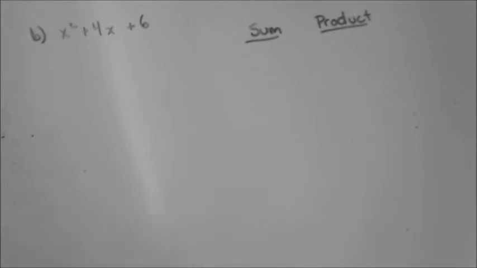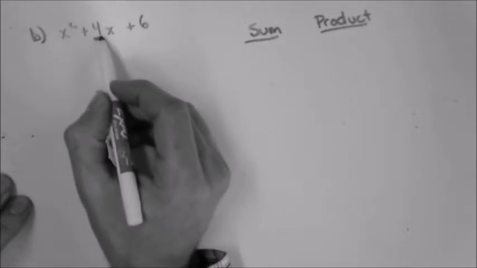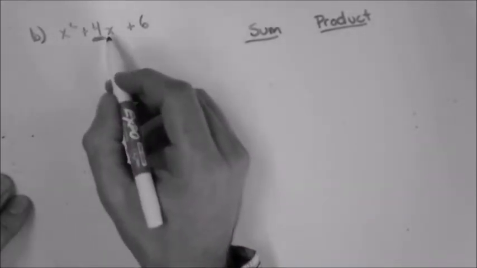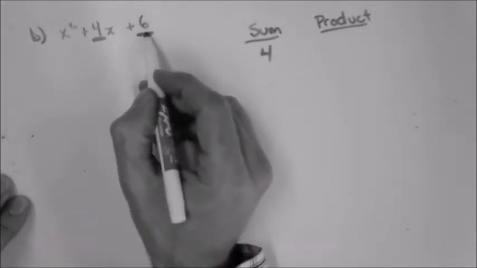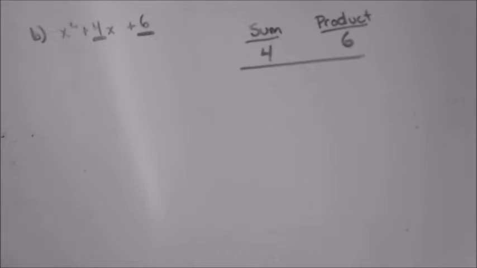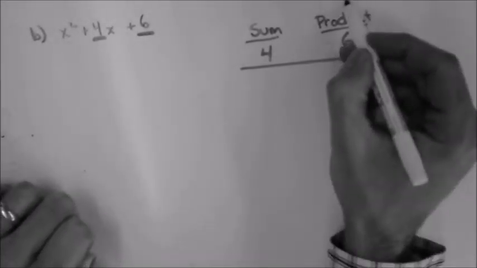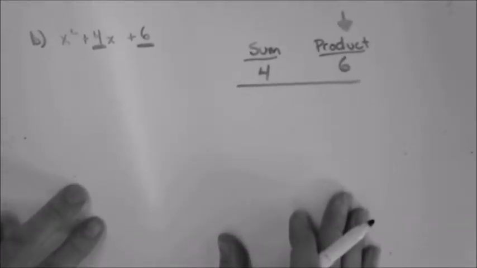What do r and s need to add up to? 4. Yeah, the coefficient of my x term. They need to add to 4, and they need to multiply to 6. Every time we make this list, you're going to start in the product column, and you're going to identify two numbers that have a product of 6.